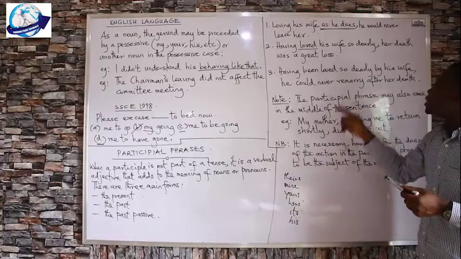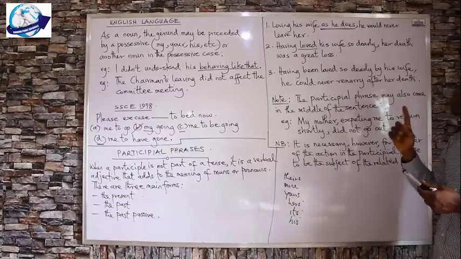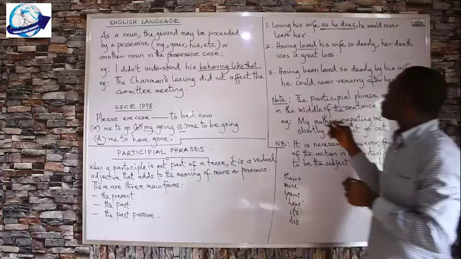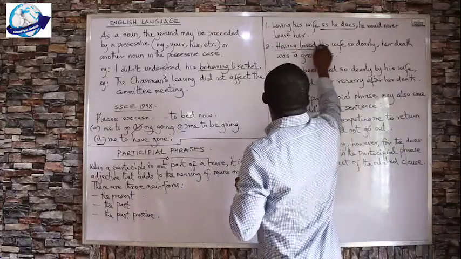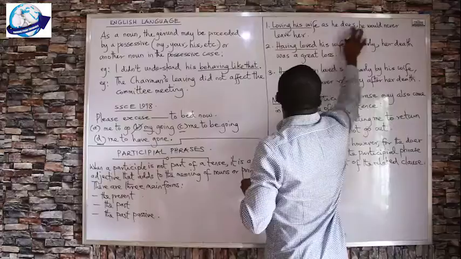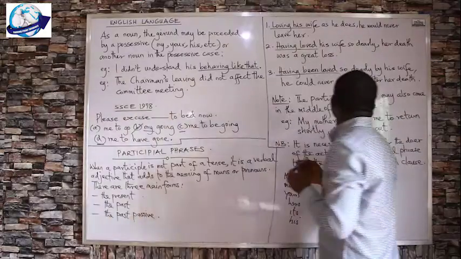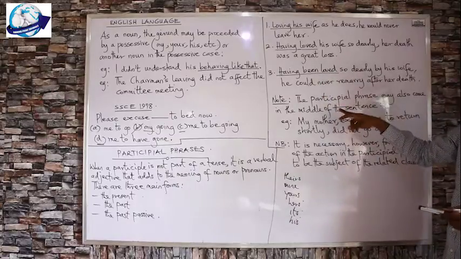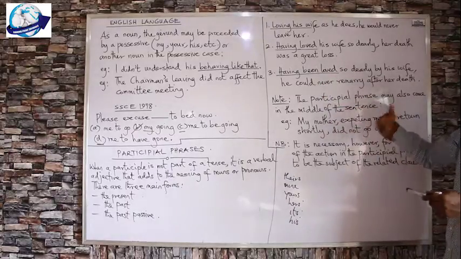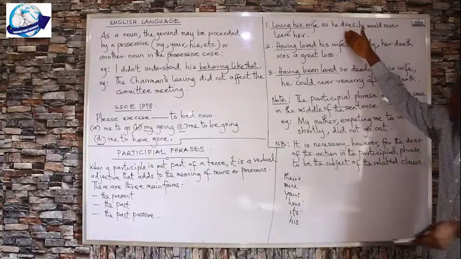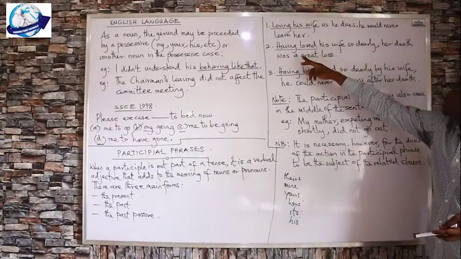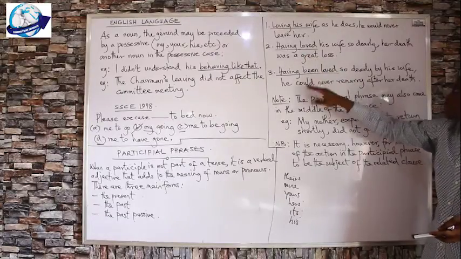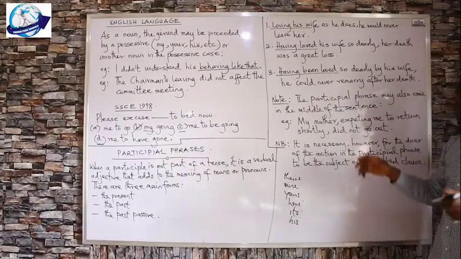Then having been loved. That's past passive. Having been loved so dearly by his wife. Let me underline this so you see it here. Loving his wife. Then having been loved so dearly by his wife, he would never remarry after her death. So the first sentence is the present, the second sentence is the past, and this is the past passive, having been loved.